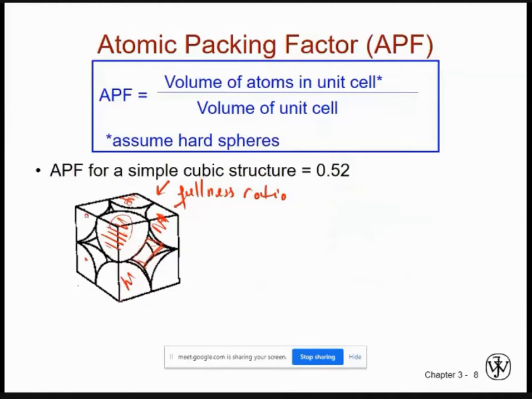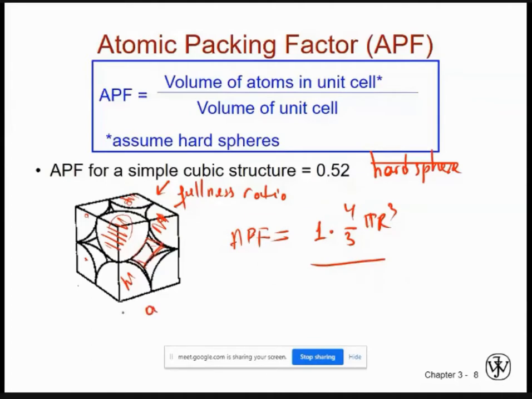So how many atoms did we have? We calculated that it was one atom. So atomic packing factor equals one atom multiplied by, here we are assuming that this atom is a hard sphere, and the volume of a sphere equals 4 over 3 πR cubed. So this part is volume of atoms over volume of cube.